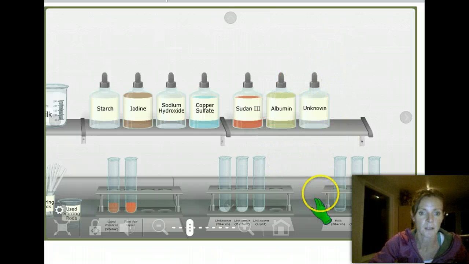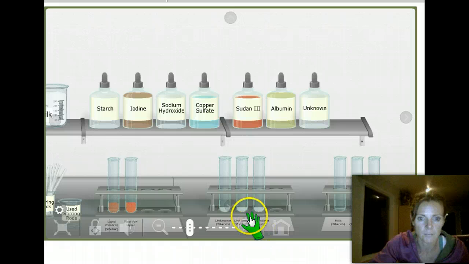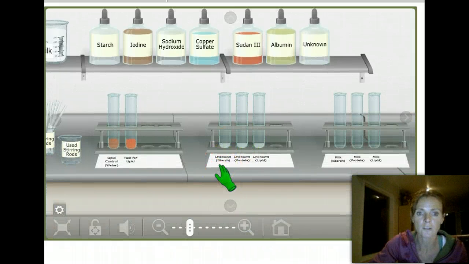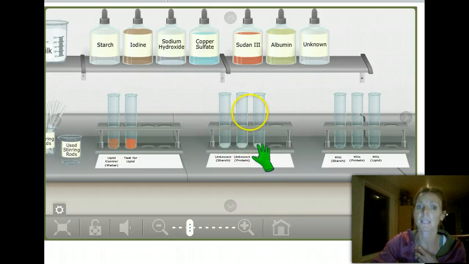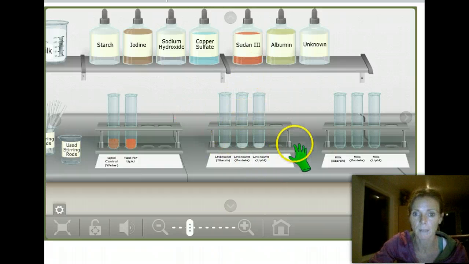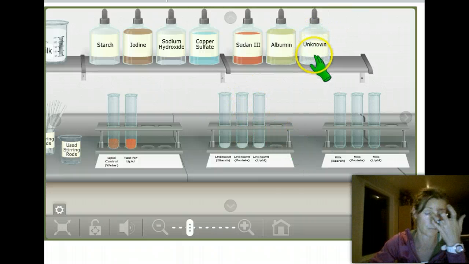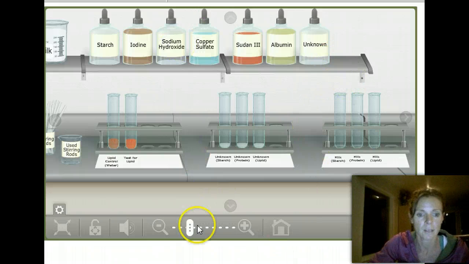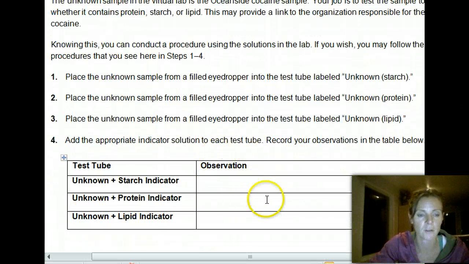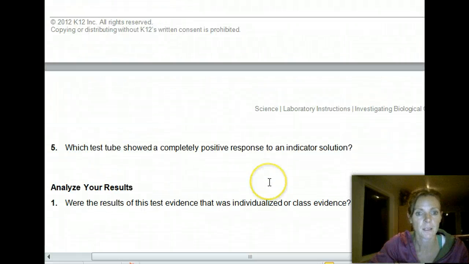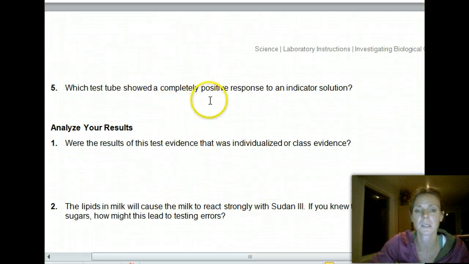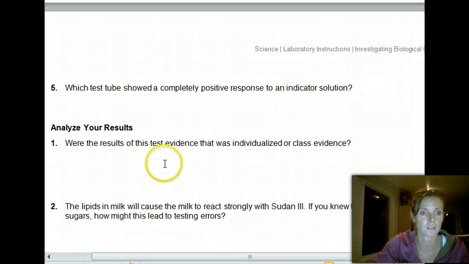Then you're going to test for each of those indicators. I'll let you guys do that. Let me scroll down here a little bit. Your starch, you're going to be adding your iodine. Your protein, you're going to be adding both the sodium hydroxide and the copper sulfate. And the lipid, you're going to be adding the Sudan 3. Record what happens. You can figure out maybe a little bit more about where that actual unknown source of cocaine came from. So back to your lab, you can fill those observations out after you do that. And it says, which test tube showed a completely positive response to an indicator? So just answer that for me.